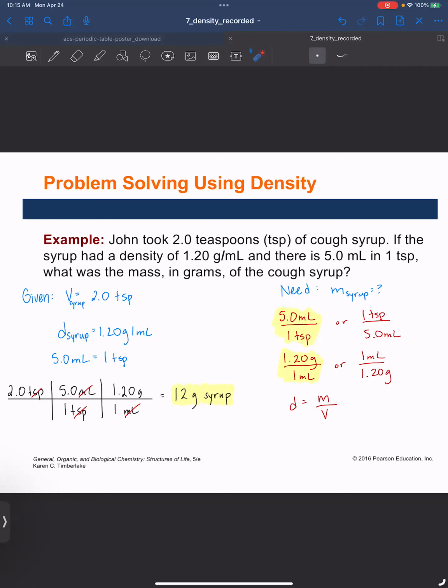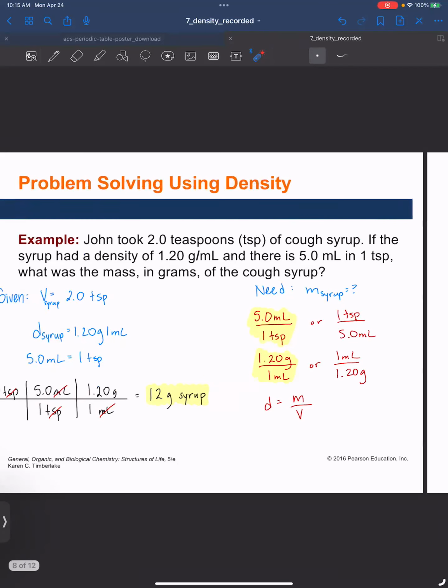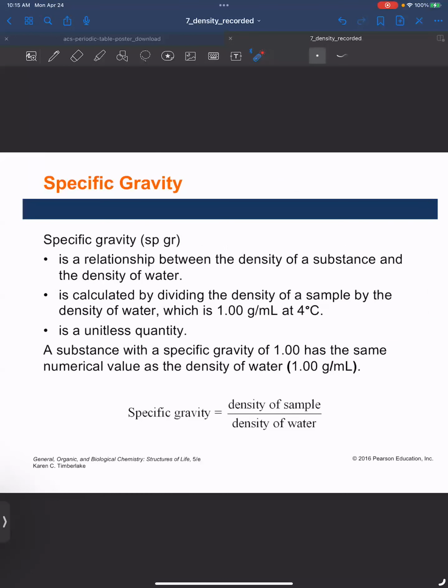Now, since many students who are taking this class may be going into the medical field, you may be working with something called specific gravity. And specific gravity, which is abbreviated SPGR at times, or sometimes I'll just abbreviate it as SG, is the relationship between the density of a substance and the density of water. It is calculated by dividing the density of the sample by the density of water, which is 1 gram per milliliter at 4 degrees Celsius. And because you're dividing density by density, it ends up being a unitless quantity.